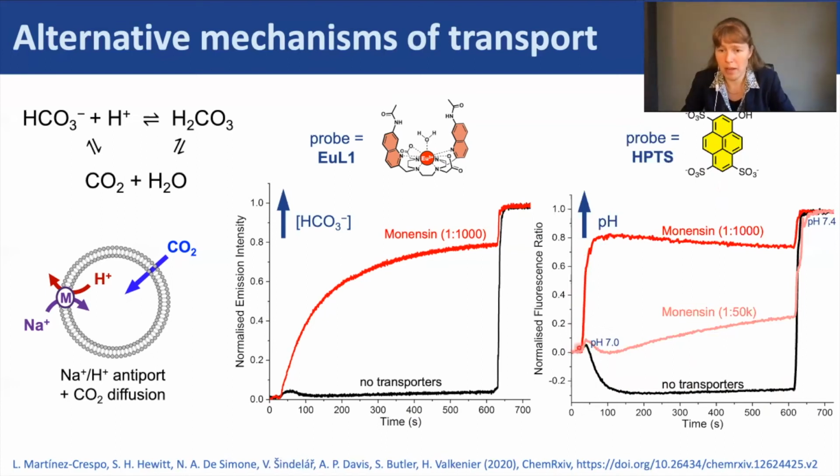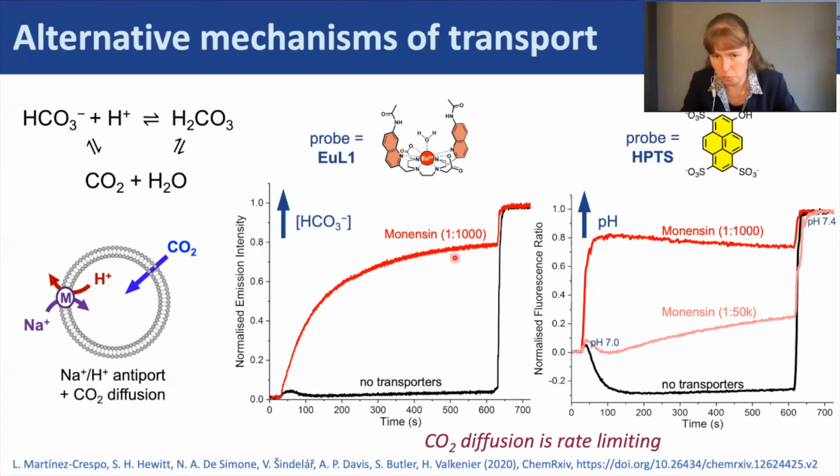addition of the sodium bicarbonate, we increase the exterior pH from 7 to about 7.4, but this gradient is quickly equilibrated by monensin. So one more important thing to realize here is that this pH equilibration is very fast, whereas the increase of the bicarbonate concentration inside the liposomes is much slower, and that is because the CO2 diffusion is rate limiting in this process.